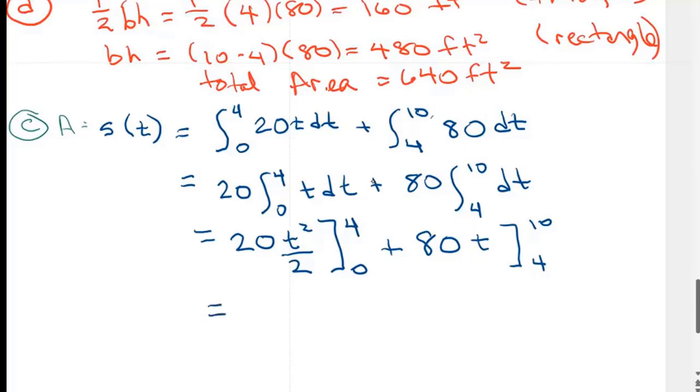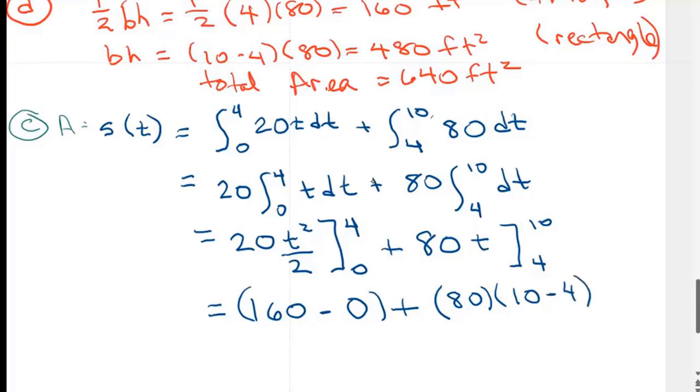Let's just evaluate this. So we get 4 squared is 16. 16 divided by 2 is 8. 8 times 20 is 160. And then I'm going to subtract by plugging in the bottom number, which is just 0. So I have 160 plus, and now I have 80 times t is 10 minus 4. It would be the same as if I said 80 times 10 minus 80 times 4, right? I think this will be a little easier for me to calculate.